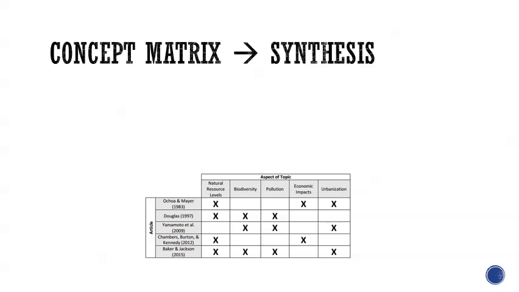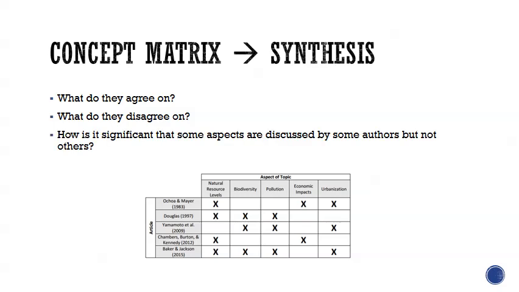One way to think of it is like this. If Ochoa and Mayer and Baker and Jackson were sitting around the dinner table together, what would they talk about? What would they agree on? What would they disagree on? How is it significant that some aspects are discussed by some authors but not the others?